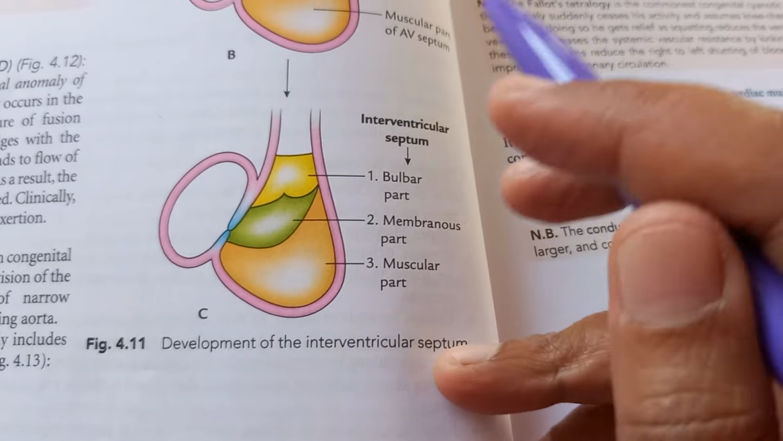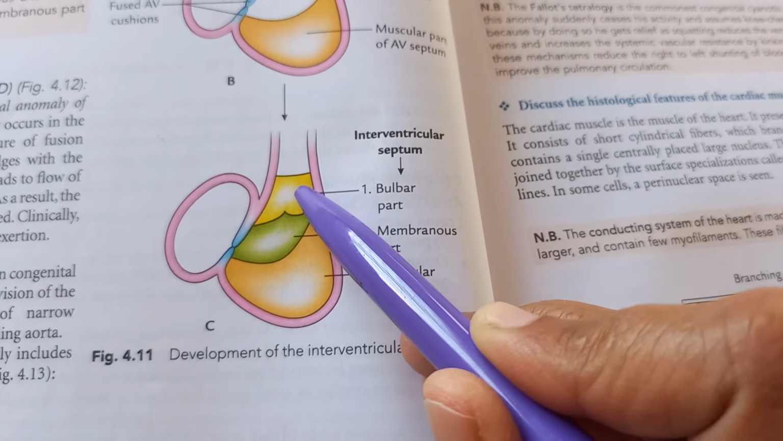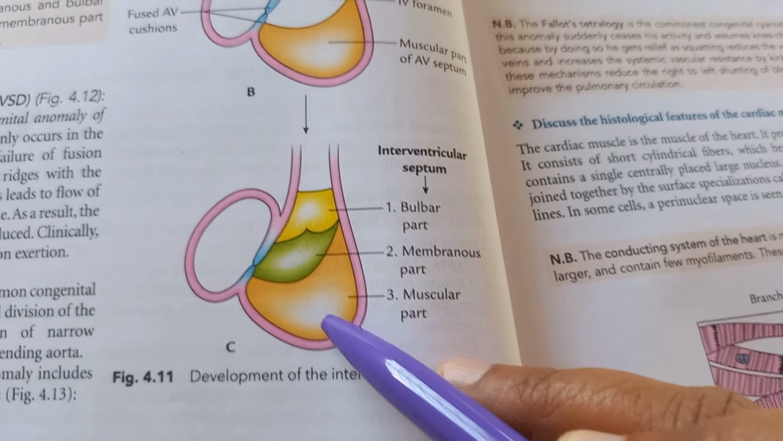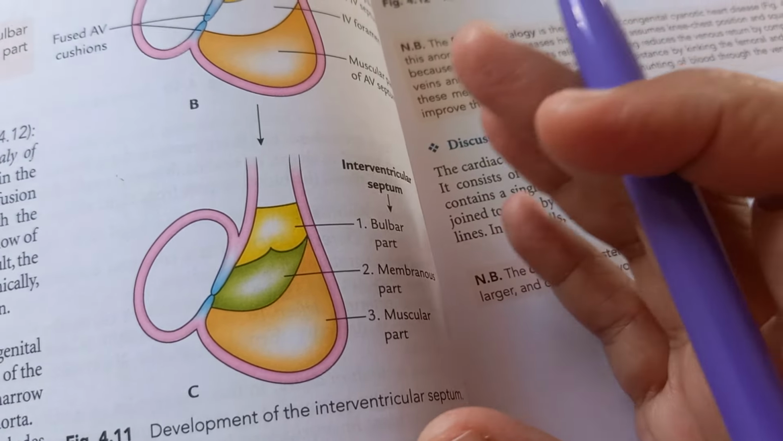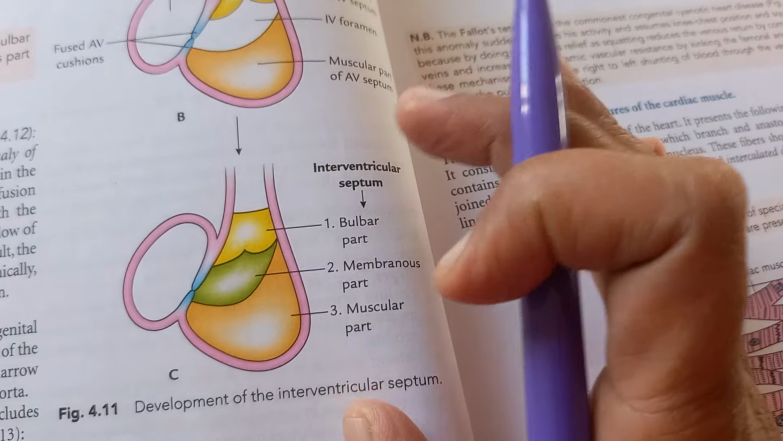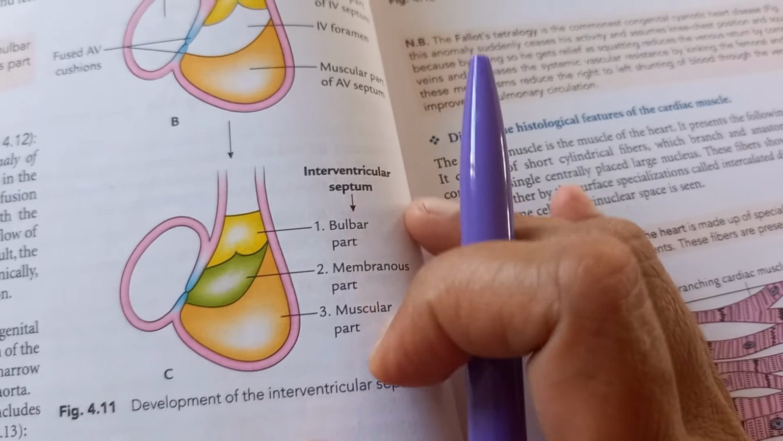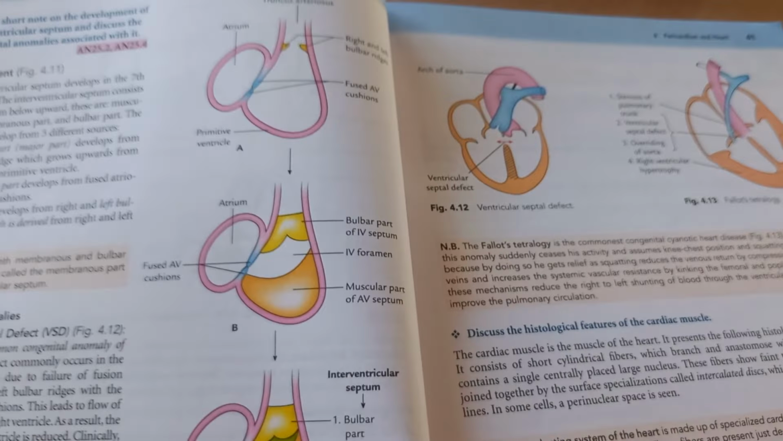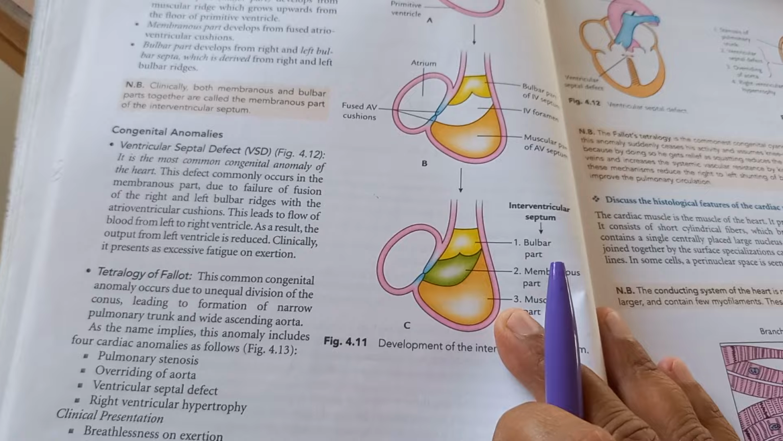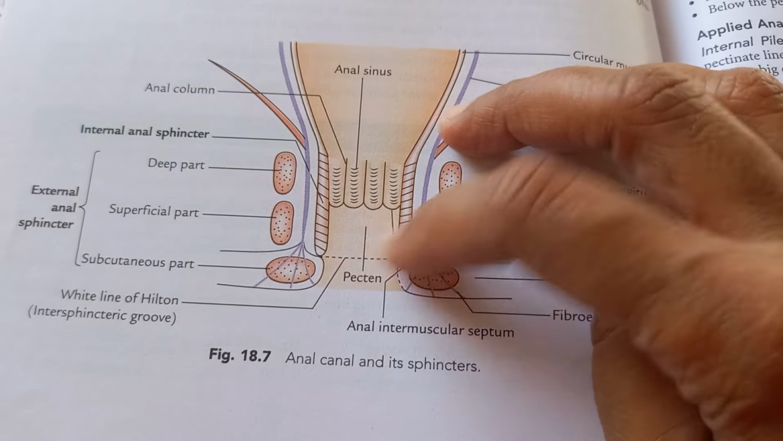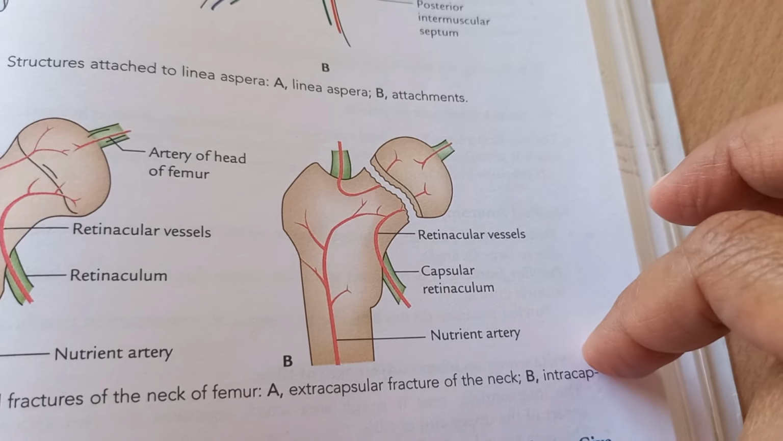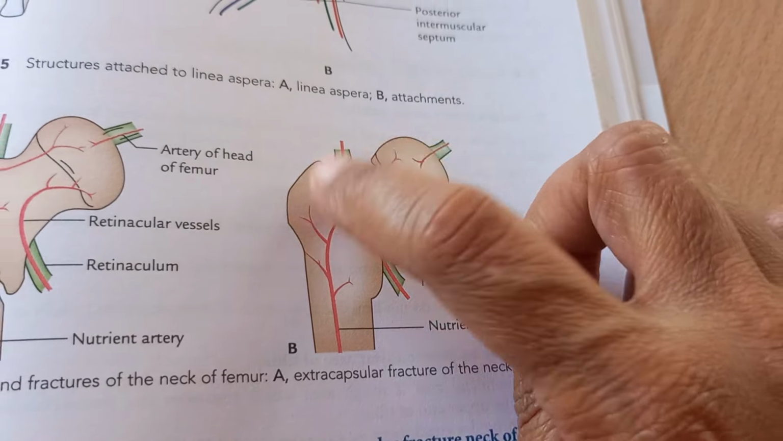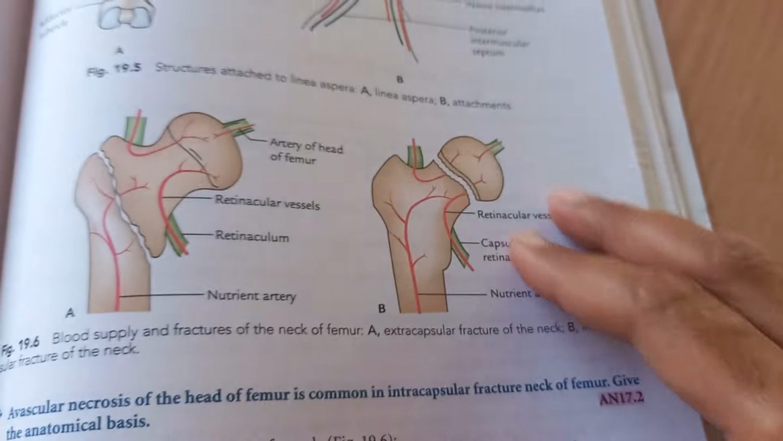So the interventricular septum is here: bulbar part, membranous part and muscular part. So based on this, for all those VSDs, ventricular septal defects, you should know in which part of the septum it is more common, right? So the clinical correlation should be telling you that. So this diagram is the anal canal and its sphincter, right? An extracapsular fracture of the neck. So there's a fracture here. So if this is the neck, there's a fracture here, okay?